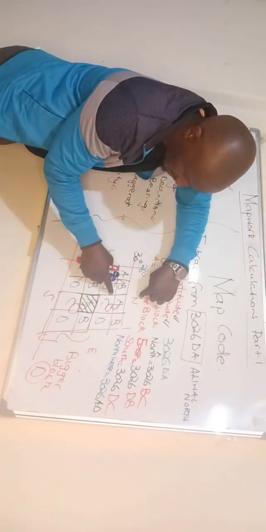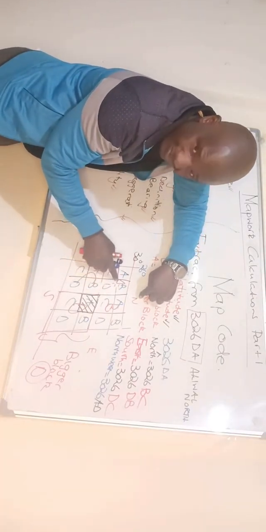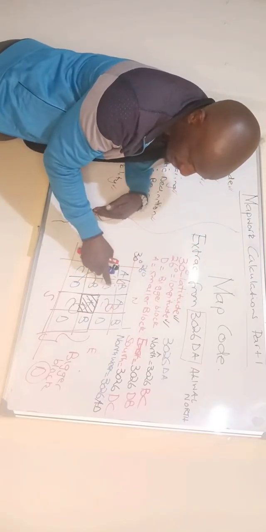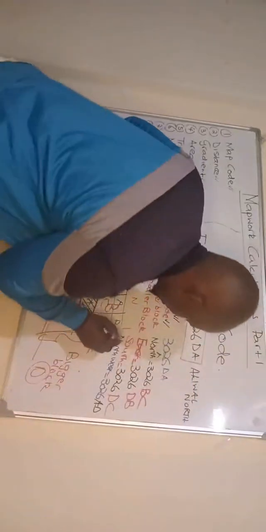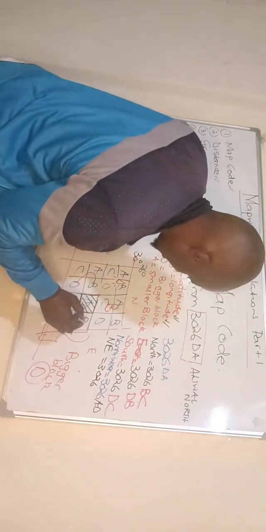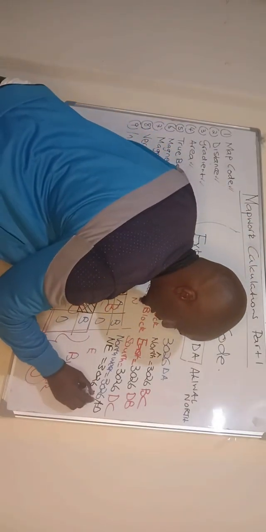Okay, someone is asking, how is it AD? All right. AD, northwest, check here. We are saying 3026 DA, northwest, which means it's this one. That's where the AD is coming from. To the northeast, what is the answer? BD. That's correct. So to the northeast, that will be 3026 BD.